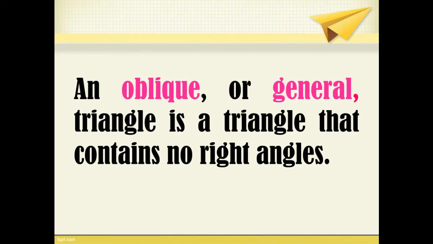An oblique or general triangle is a triangle that contains no right angles. So again, if a triangle is not a right triangle, then it is an oblique or a general triangle. Now, what's the significance of knowing whether you are given an oblique or a general triangle? We shall know this as we go along with our discussion.